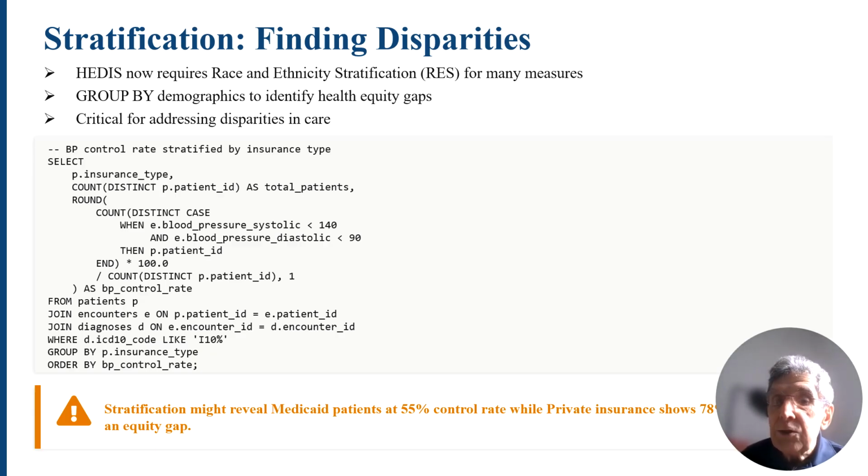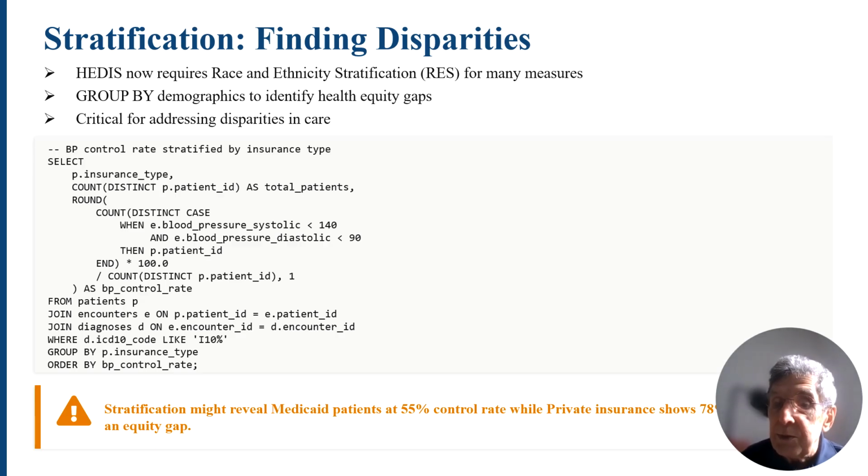Stratification. Stratification takes a quality measure and breaks it down by demographic categories in an attempt to reveal disparities. This is becoming increasingly important in HEDIS. The race and ethnicity stratification requirement, known as RES, now applies to more measures every year. And the intent is to make health equity gaps visible so they can be addressed.